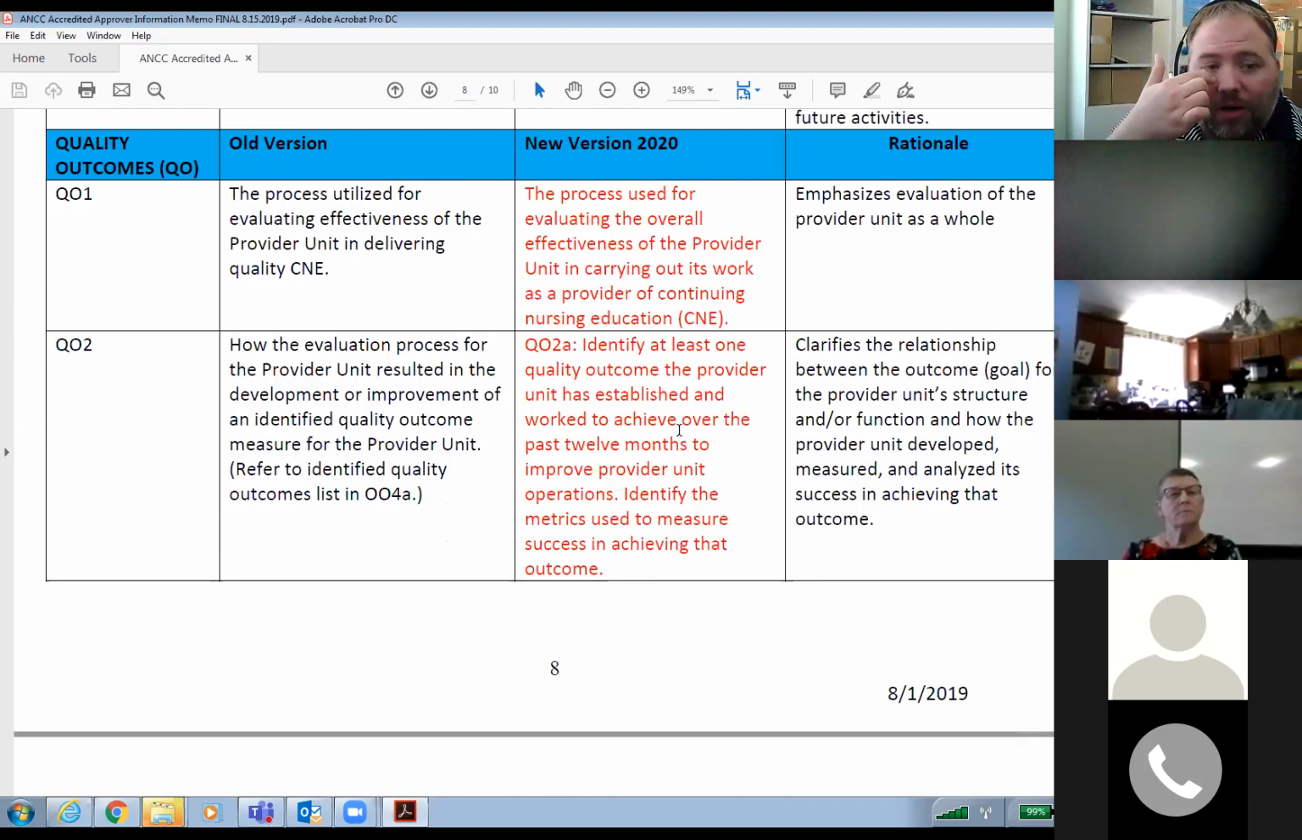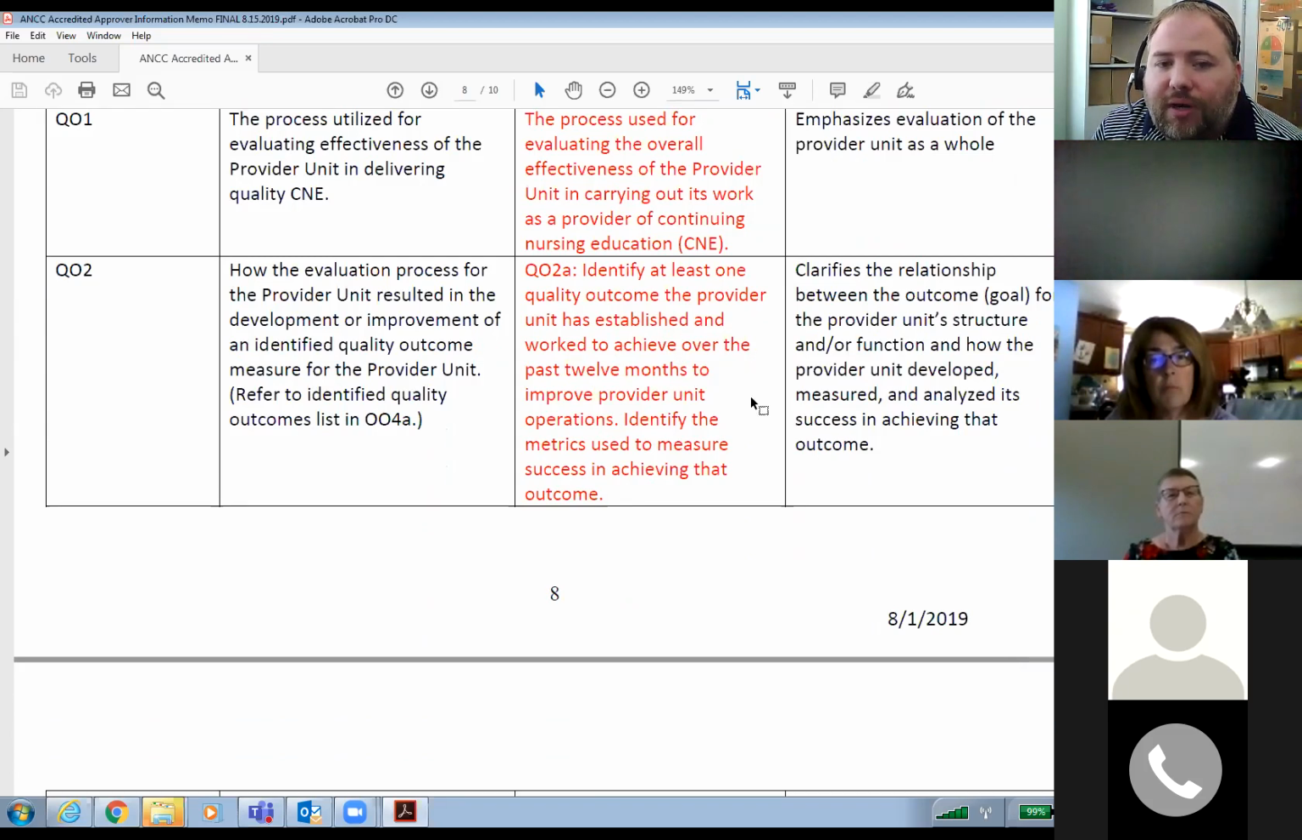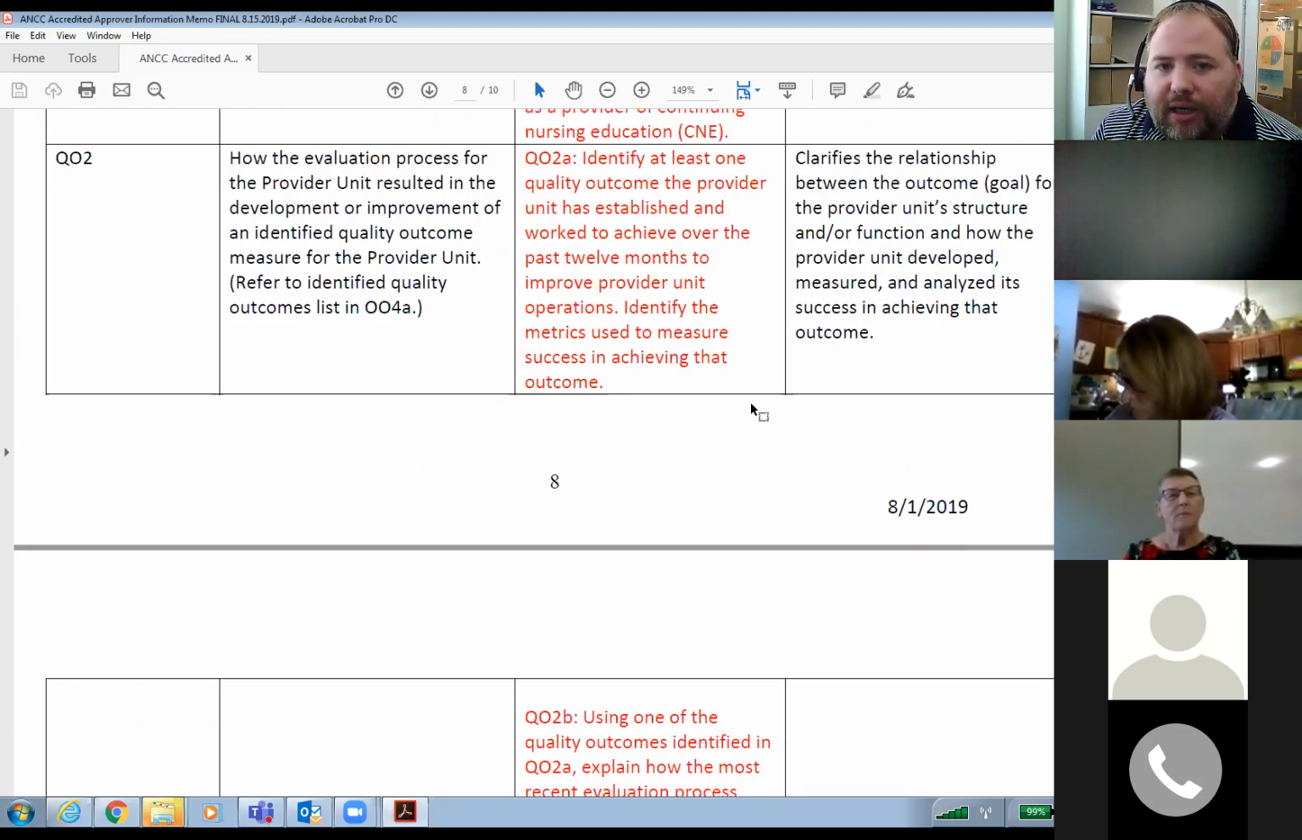So quality outcomes. Q01 is going to emphasize the evaluation of the provider unit as a whole. So Q01 now reads, the process used for evaluating the overall effectiveness of the provider unit in carrying out its work as a provider of continuing nursing education. So this is going to be what they do. And then you go into Q02, we broke that up to Q02A and Q02B.